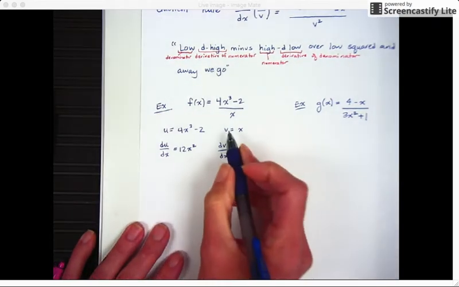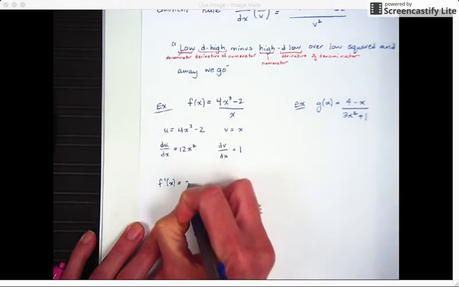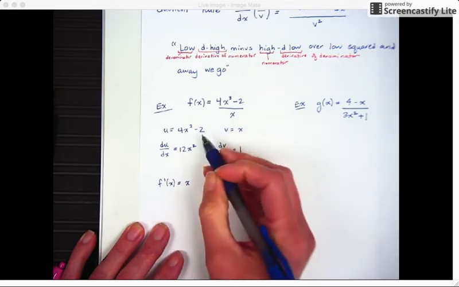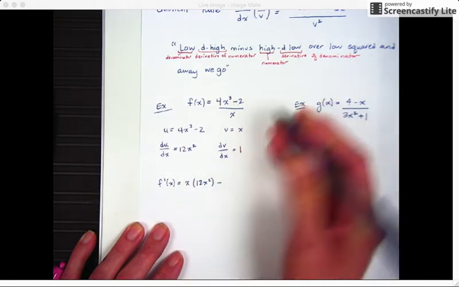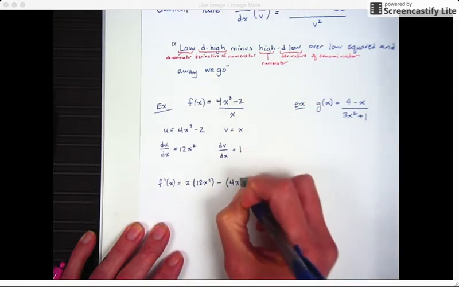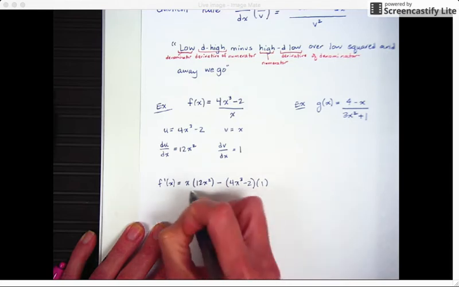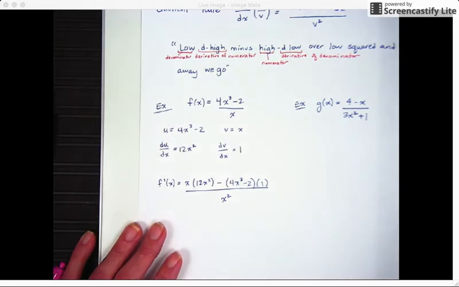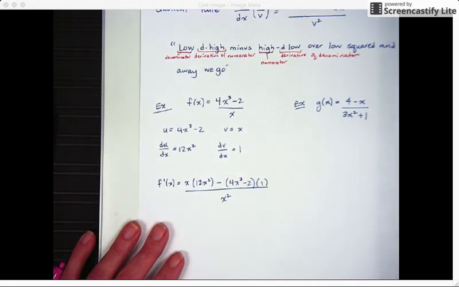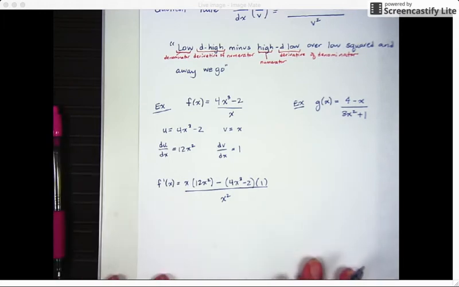All right, so it's low, f prime of x. Low d high, so the derivative of the numerator, minus high, which is the numerator, d low, which is the derivative of the denominator, over low squared. So that's just x squared. And then you are finished with that. If you feel the need to keep going to simplify, like if it was a multiple choice question and this answer wasn't listed, you'd have to keep simplifying until you got an answer that matched. And that's it on that one.